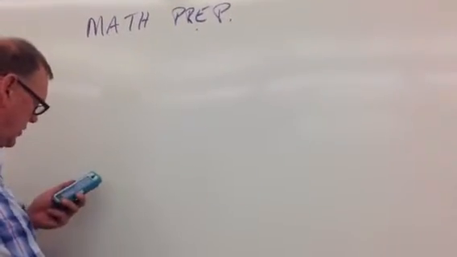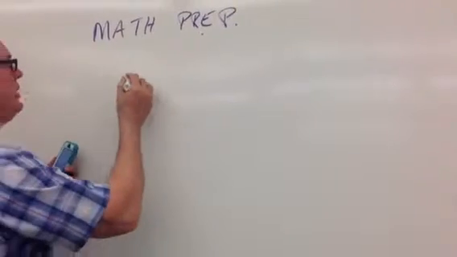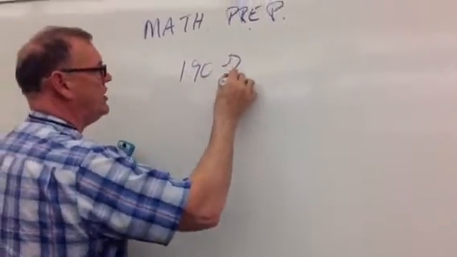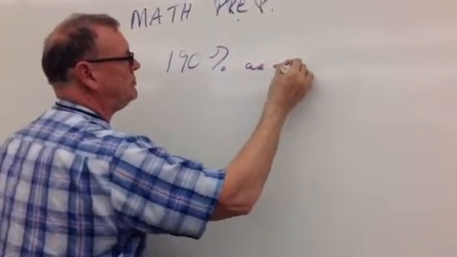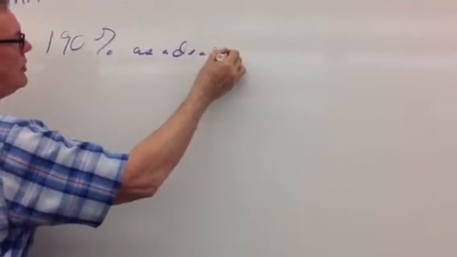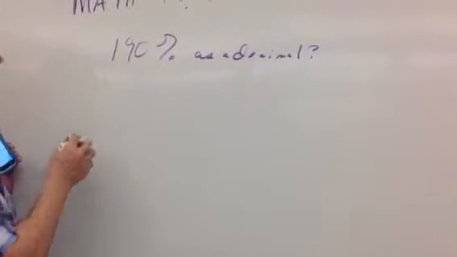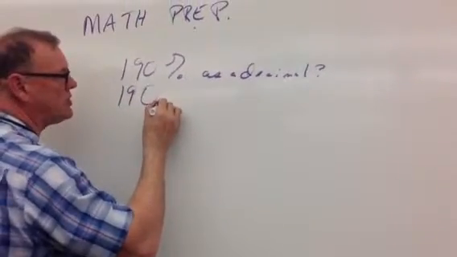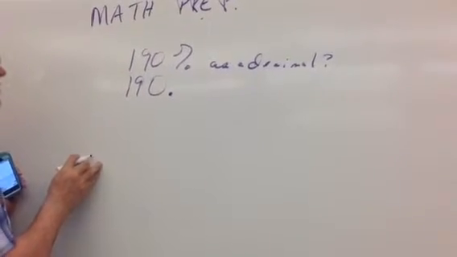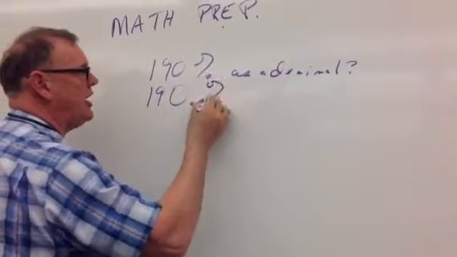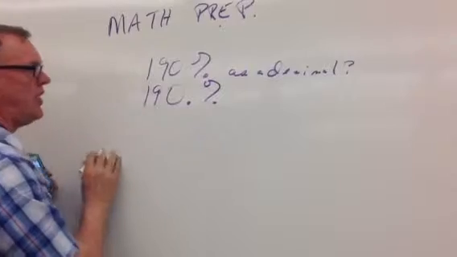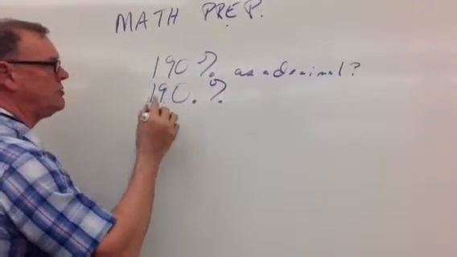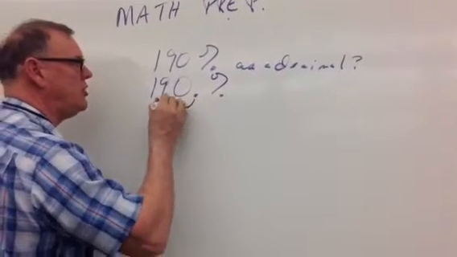All right, next, number 23. What is 190% as a decimal? Okay, well, any number has a decimal understood after the last digit. So 190% is 190 point percent. To change any percent to a decimal, we move the decimal 2 to the left.